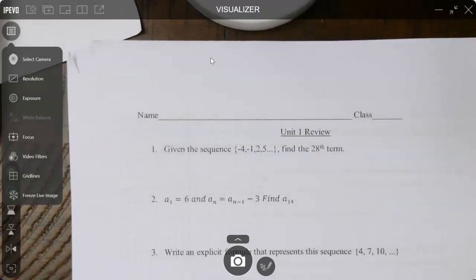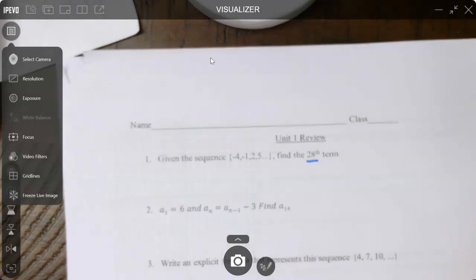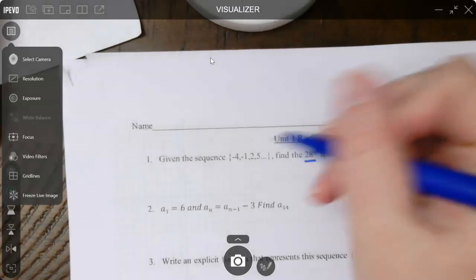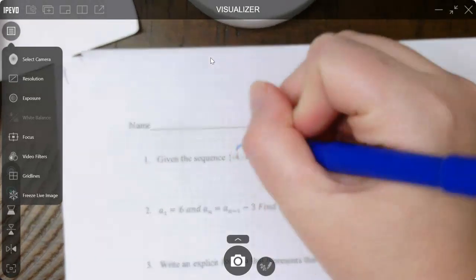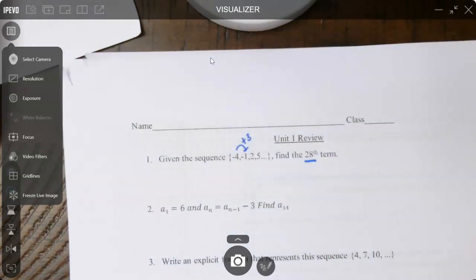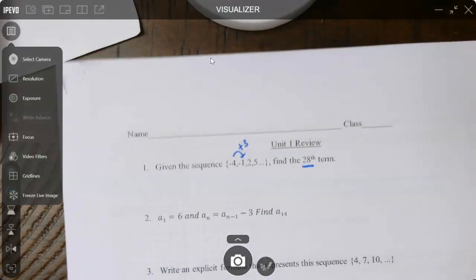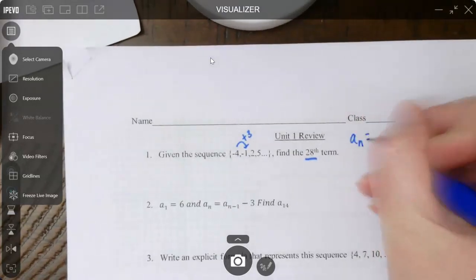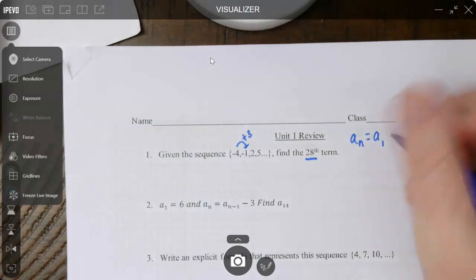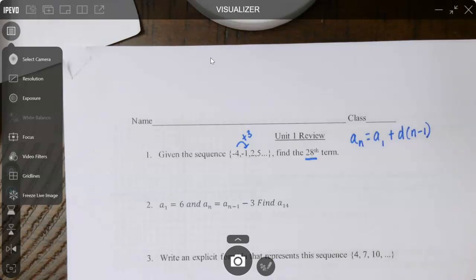Question 1 says, given the sequence -4, -1, 2, and 5, find the 28th term. Okay, so we're not going to want to sit here and add 3 every time. As you can see, that is your common difference. We are adding 3, so we're going to want to use the explicit formula. The explicit formula says a sub n equals a sub 1 plus your common difference times n minus 1. And your n stands for the number in the sequence you're trying to find.